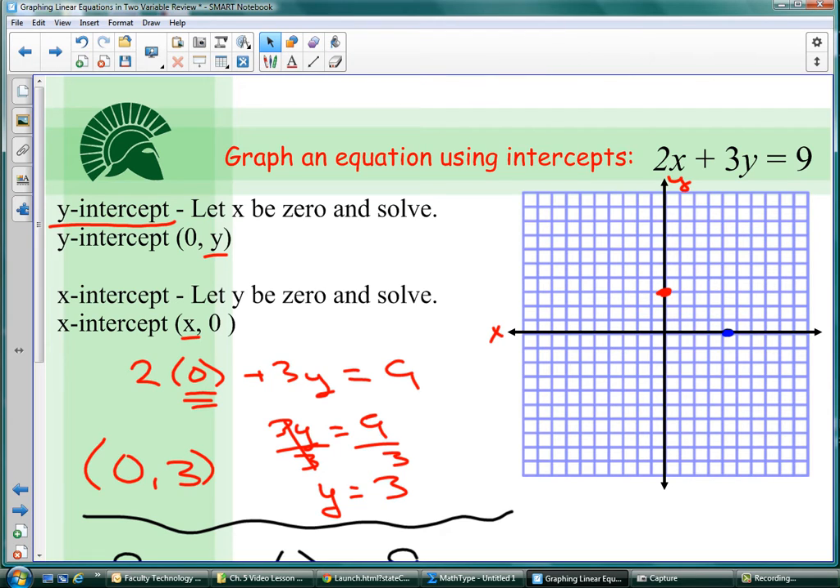I only need 2 points to draw a straight line, and when I do this, I need to connect my points. And since this is an equation, it's a solid line. You're going to use a straight edge, so your line will probably be a little bit better than mine. And so what we end up with is the graph of 2x plus 3y equals 9. This is using the intercepts method. Notice you end up with 2 separate points, not 1 point.